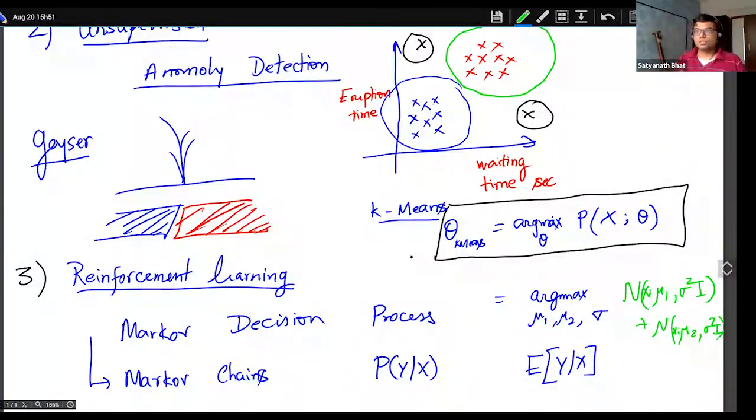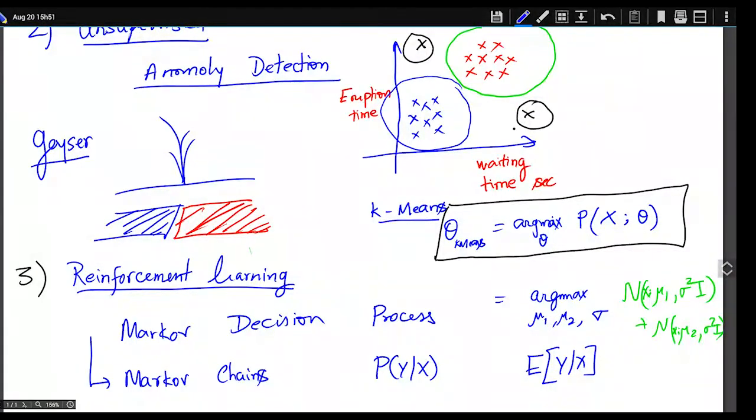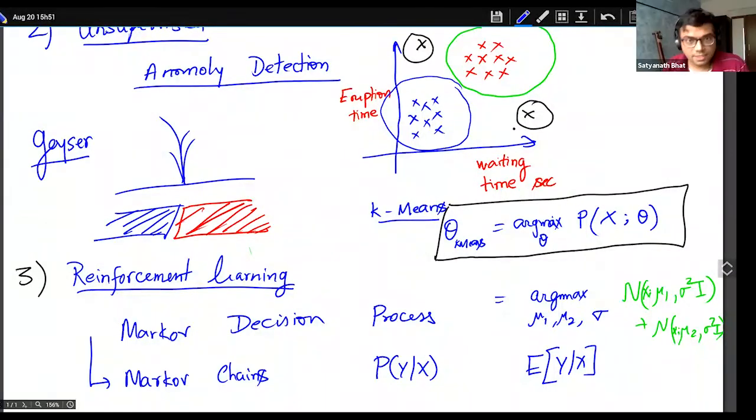So this is what I just wanted to introduce: how all the popular machine learning techniques that we know are underlying probability questions. So, Satya, yes? The carrot and stick method that parents use on their children, is it reinforcement learning? Yes, definitely.